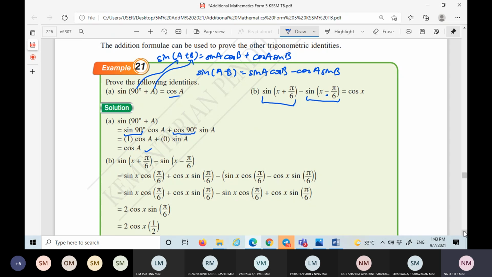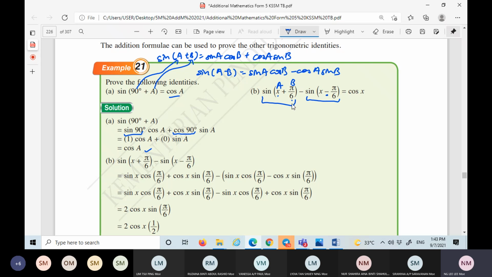But mostly the student cannot do this topic. Okay, I start the first one. Sine A plus B, so I use this formula: sine A cos B. So sine X cos pi over 6, plus cos A sine B. So this is A, this is B. I write here, this is A, this is B. So cos X sine pi over 6.